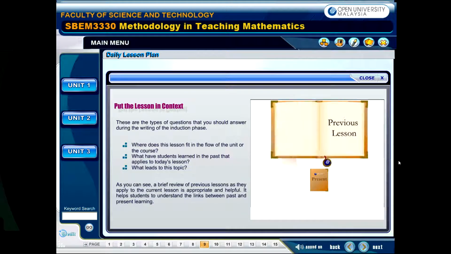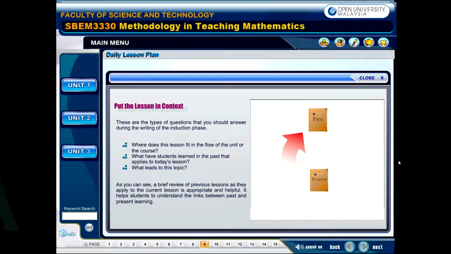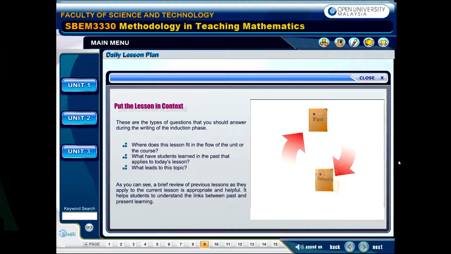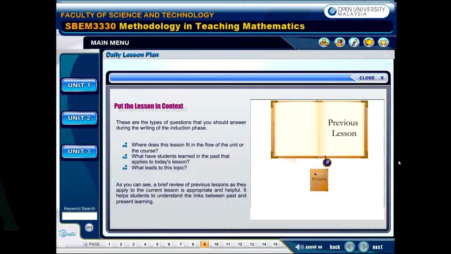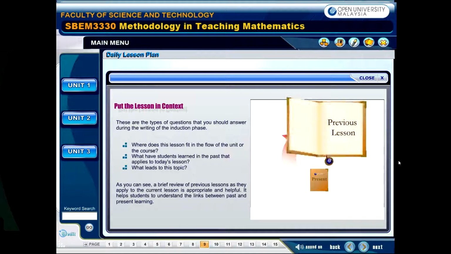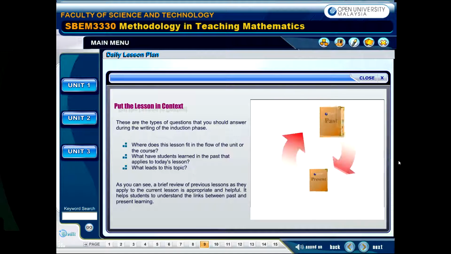These are the types of questions that you should answer during the writing of the induction phase. Where does this lesson fit in the flow of the unit or the course? What have students learned in the past that applies to today's lesson? What leads to this topic? As you can see, a brief review of previous lessons as they apply to the current lesson is appropriate and helpful. It helps students to understand the links between past and present learning.